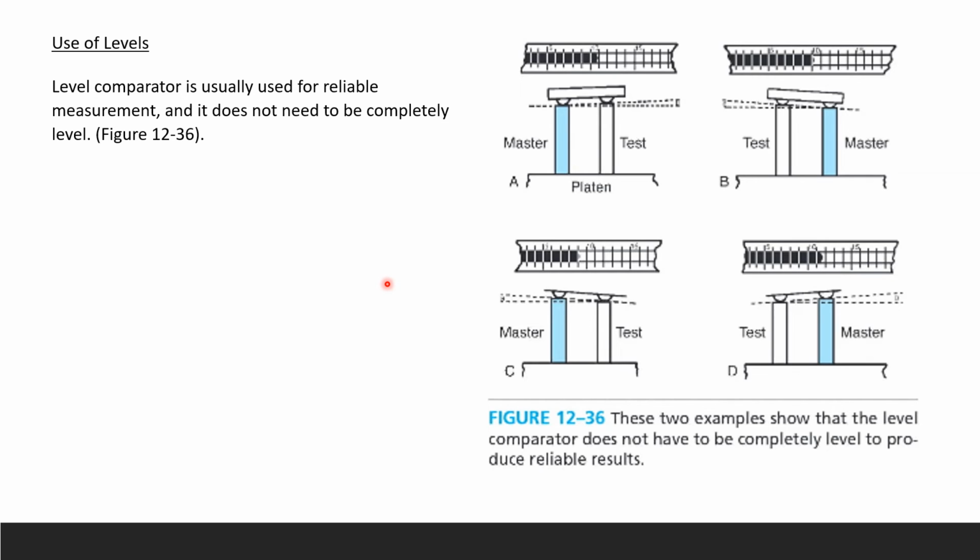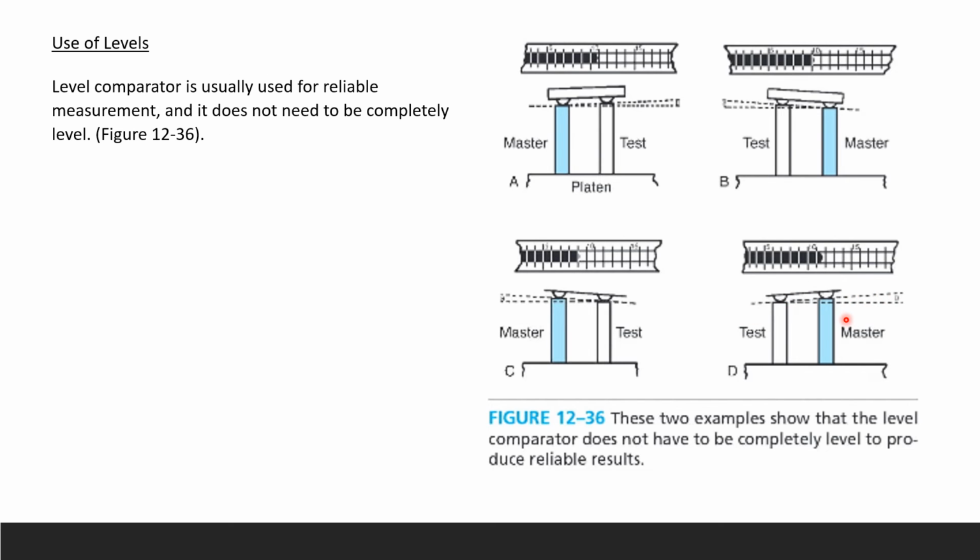This level comparator is usually used for reliable measurement, and it does not need to be completely level. This is just two examples showing you that the level comparator does not have to be completely level, meaning it does not have to be completely flat, to produce reliable results. Here it is kind of straight, here it's kind of tilted with a little angle right there, and here tilted on this side.